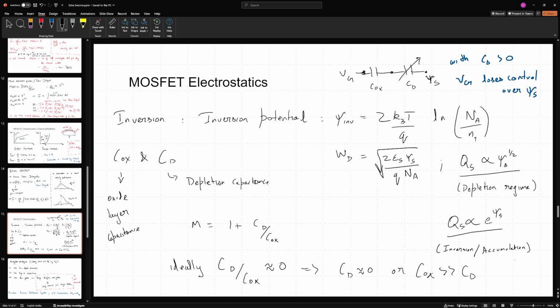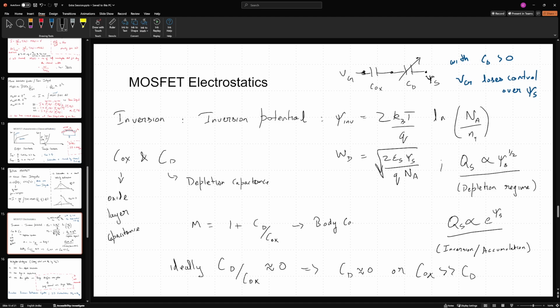Okay, so this means that there is a certain region when I apply a depletion voltage where the behavior of my MOSFET is not symmetric. Please go back and look at those slides to see what I mean by the absence of symmetry. And that asymmetry is given by the body coefficient M.